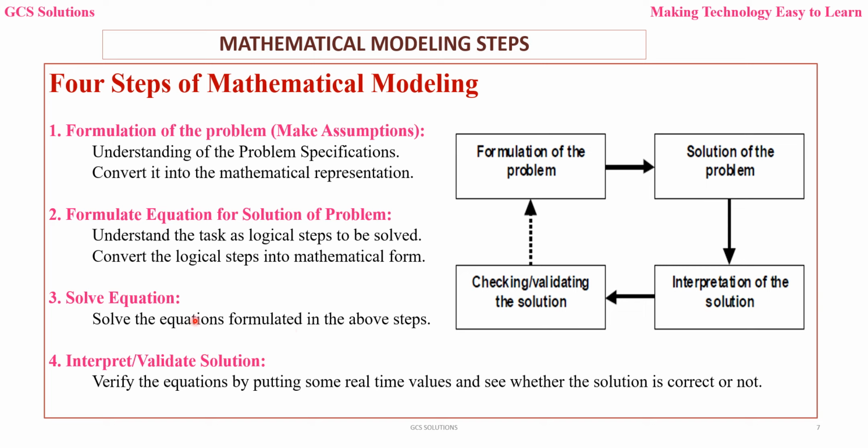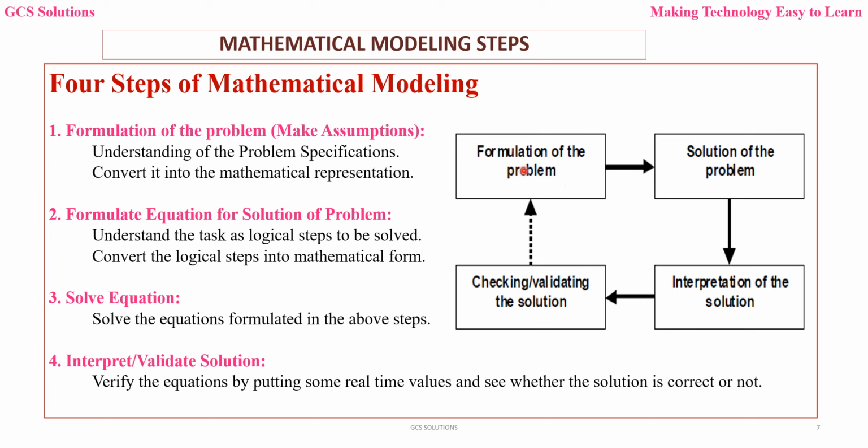Once you solve the equation or equations, you go to the next step, that is called interpret and validate the solution. So whatever solution you got in the earlier step, that is step number 3, you try to verify the equation by putting some real world values in it and see whether the solution is correct or not. If the solution is correct, then you stop. If the solution is not correct, then you iterate again to step number 1 and you follow all these steps again till you get a new solution.